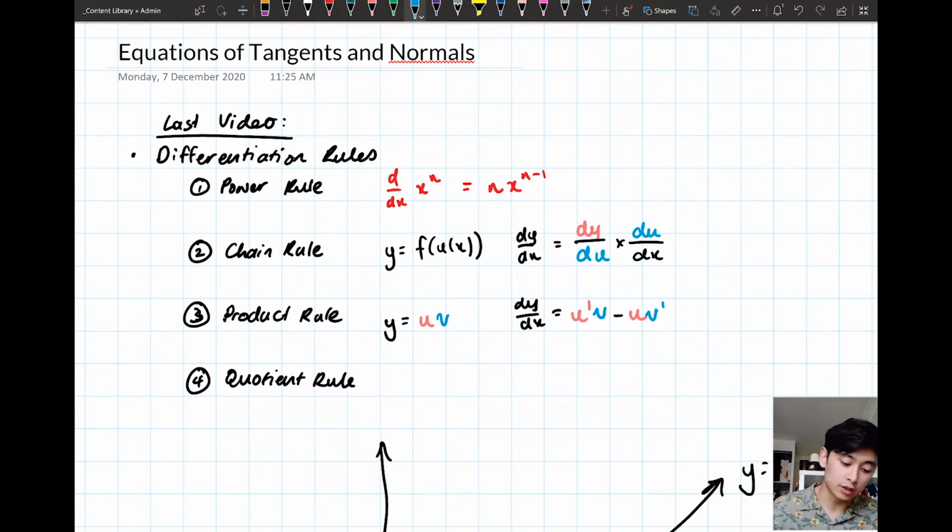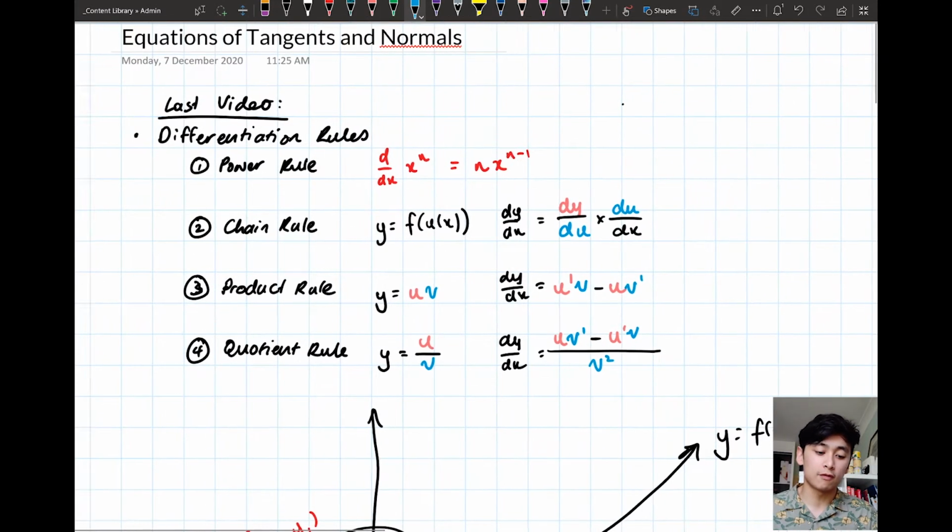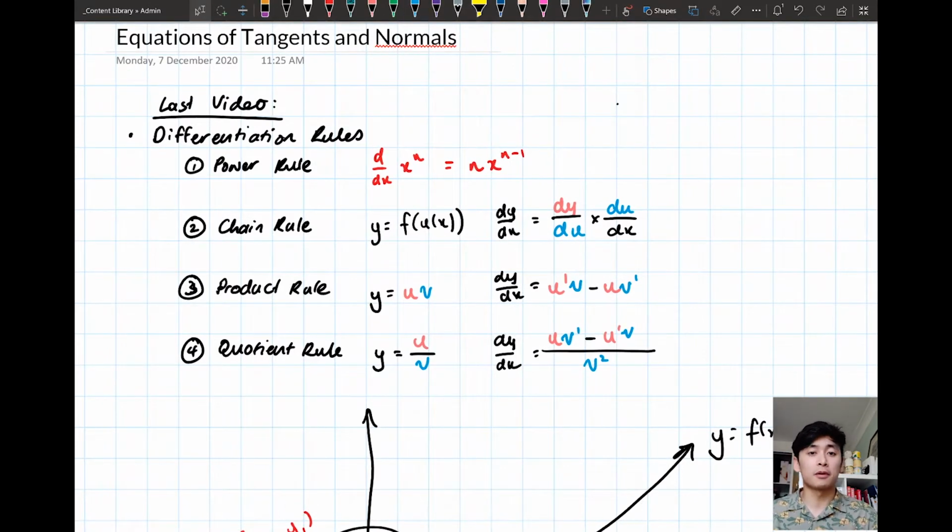And the final one was the quotient rule. The quotient rule was when we had two functions dividing each other, so u over v, and the derivative here is equal to, and this one was a long one that I kind of forgot last video, but that's okay, u v dash minus u dash v over v squared.